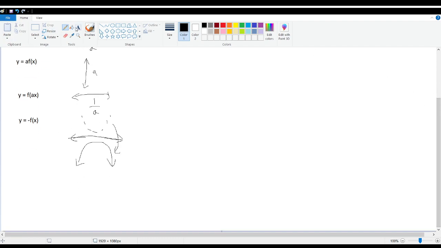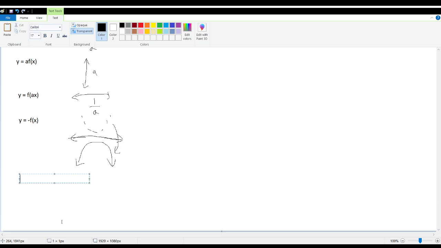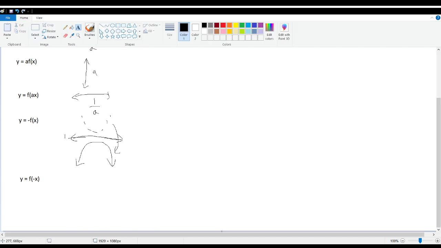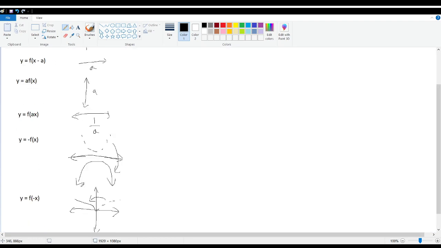We are going to move on. So the transformation will be y equals f of minus x. As opposed to the previous one, which is a reflection in the x-axis, this transformation is a reflection in the y-axis. So let's say your initial function looks like this. The transformed function will look like this. So as you can see, it just got reflected in the y-axis. And that is all the transformations you need to know.